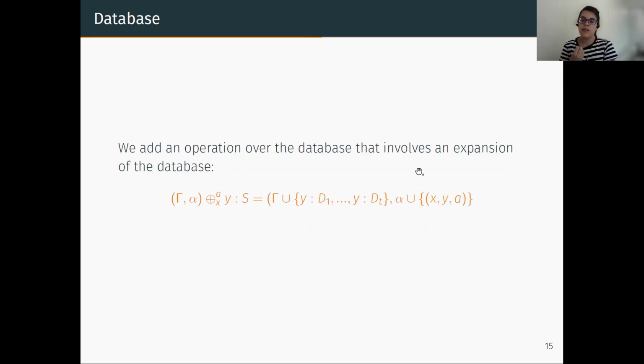And we are also going to need an operation over the database that involves an expansion of the database. So the database gamma alpha is going to be expanded with the formula S in I by A and X. What we mean by this is that I'm adding the formula S in the state I, and I'm adding a link with respect to an agent and with respect to a previous label to the database. So this is going to be relevant when we are dealing with a strict implication in our rules.